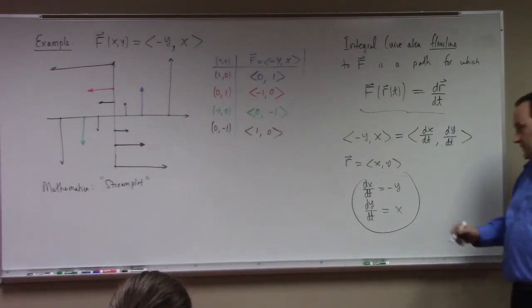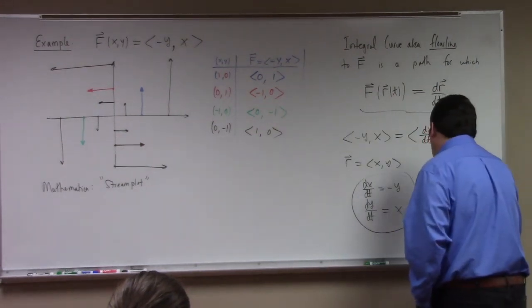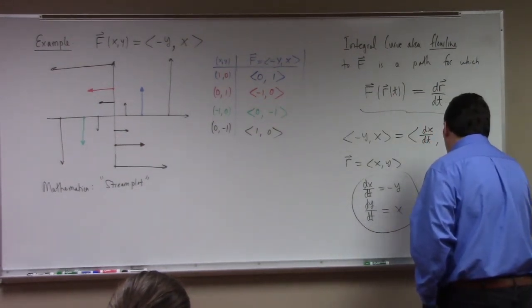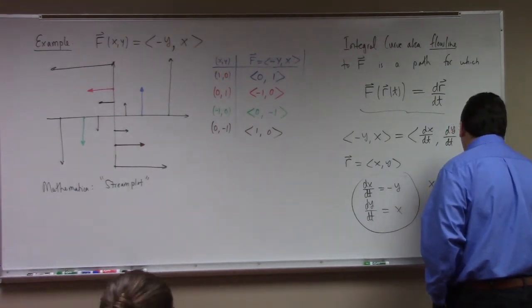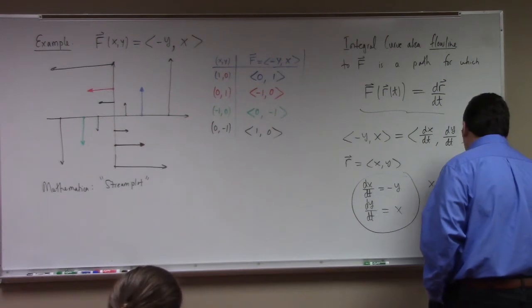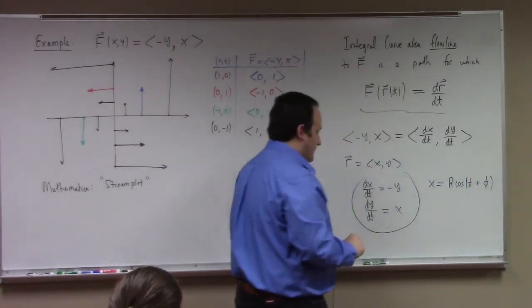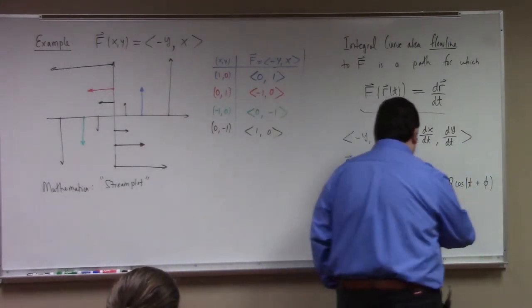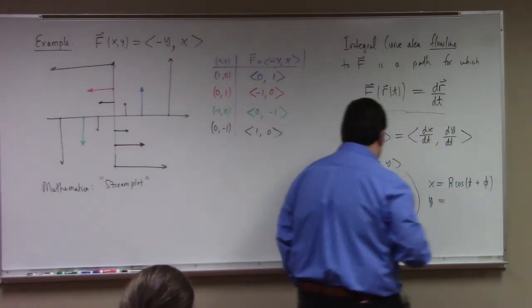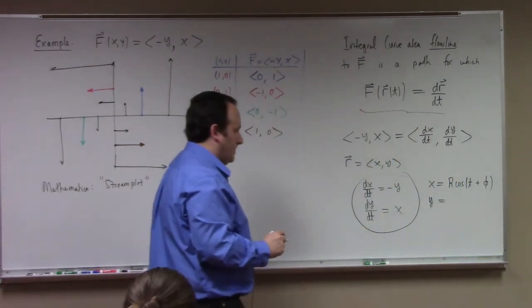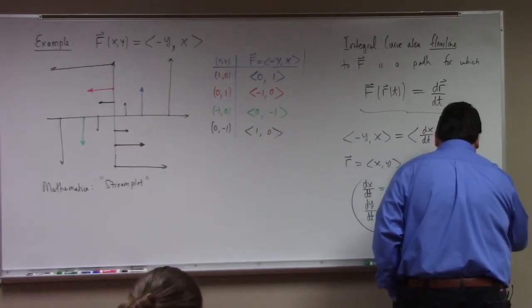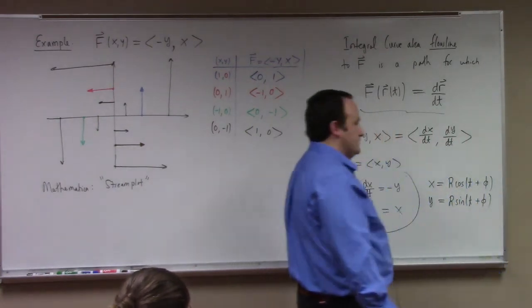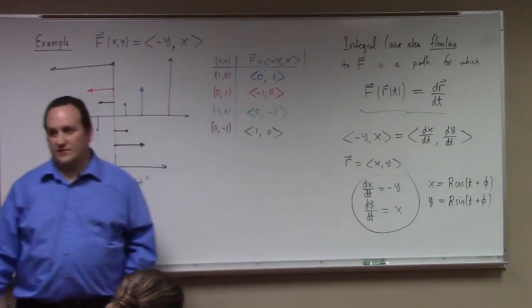I'm just going to tell you the solution. The solution is x equals r cosine of t plus some phase angle. Then what's y equal to? r sine of t plus some phase angle. In differential equations, you can derive this.